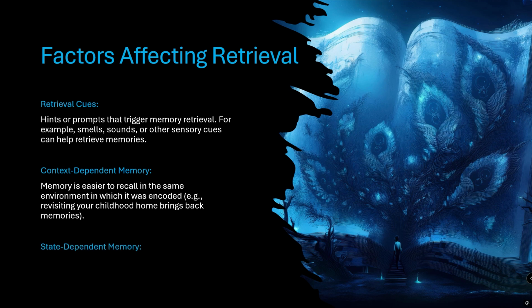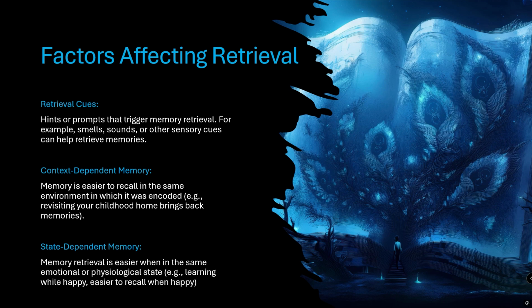State-dependent memory, very similar to context-dependent memory, but this is all to do with the state of mind that you were in. So memory retrieval is easier when in the same emotional or physiological state. Learning while happy, easier to recall when happy. Again, something to think about when you're revising for your exams. Try and get into a calm state of mind, and then hopefully when you go in to sit your exams, you can bring back that same state of mind and find it a little easier to recall some of the information.